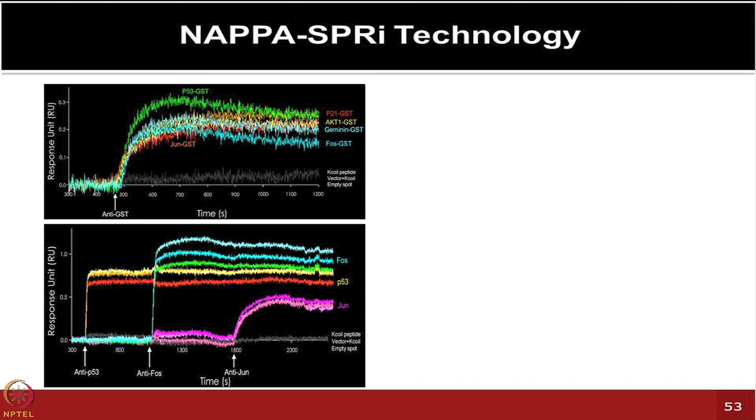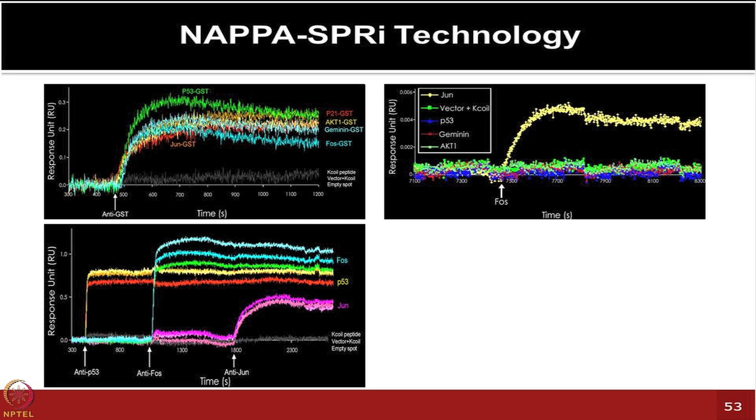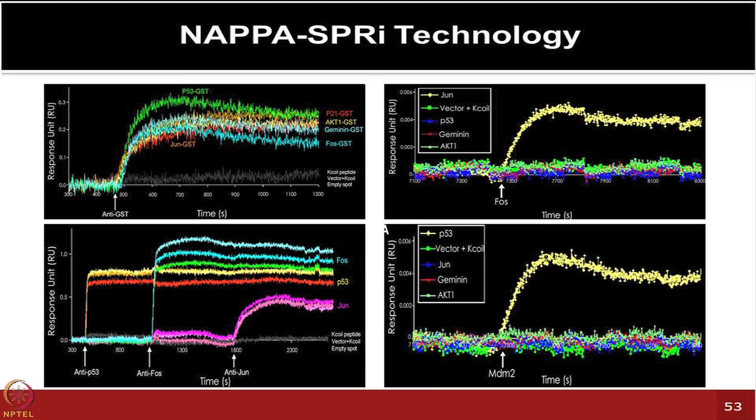And then some protein interactions were tested using JUN and FOS as a pair. FOS was injected and JUN was printed as the cDNA on the chip, and there was some binding observed. Similarly, MDM2 and p53 were tested, and those also showed some binding.